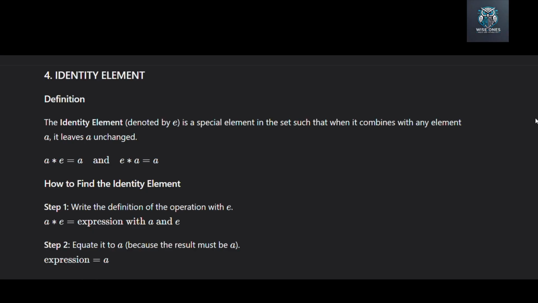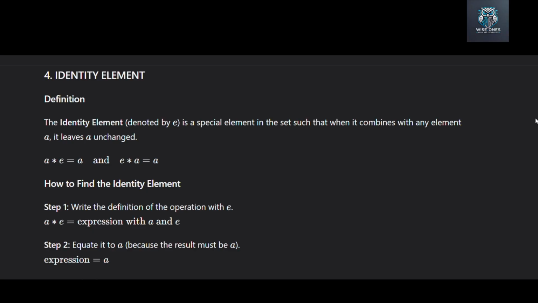Think of it like this. In normal addition, the identity is 0 because 5 plus 0 equals 5. In normal multiplication, the identity is 1 because 5 times 1 equals 5. But in binary operations, the identity might be different. We have to calculate it.